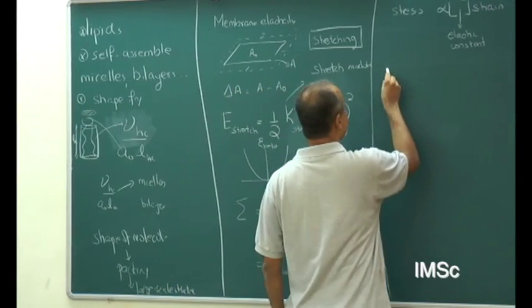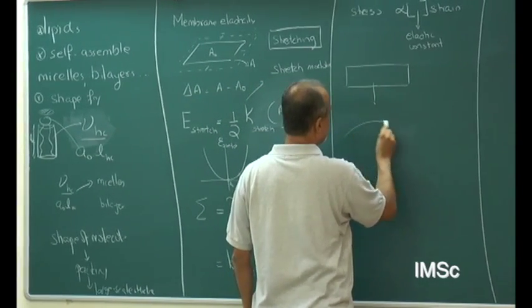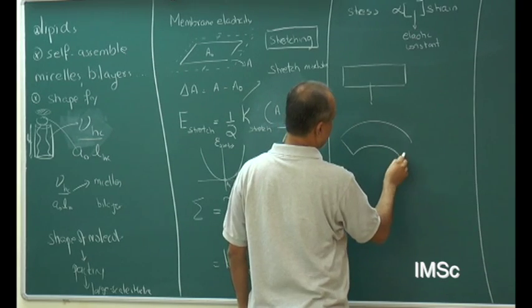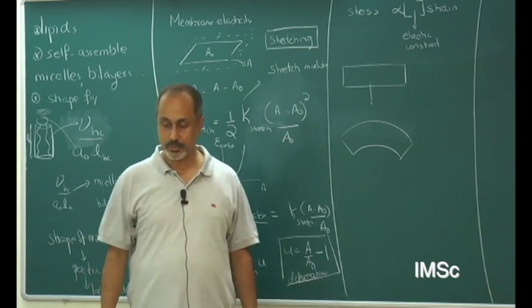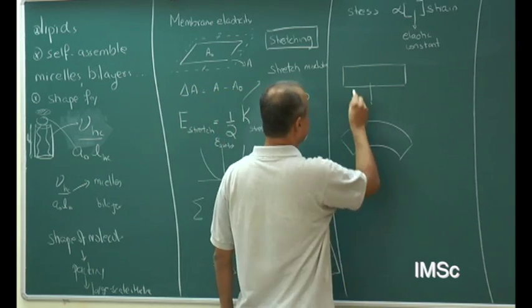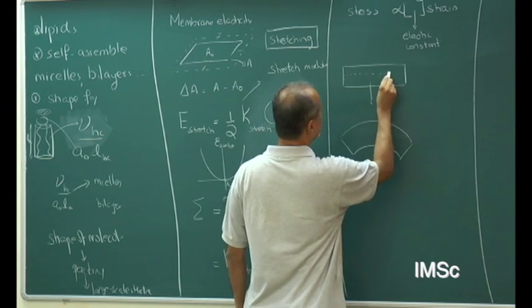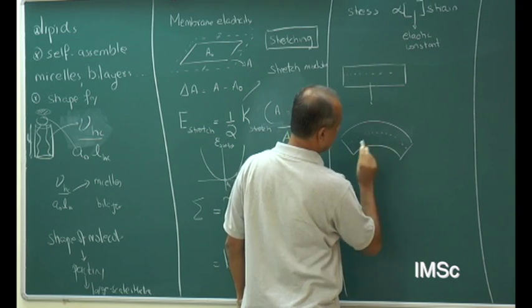So here we have a membrane that looked like this, and what we want to do is to make it look like this. Note that the following things happen here. First of all, there are some lines here that remain the same length. For example, this is a medial line here.